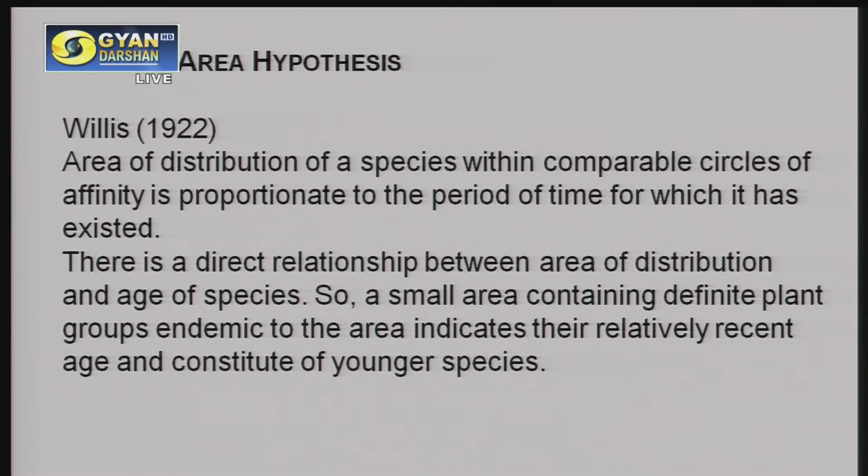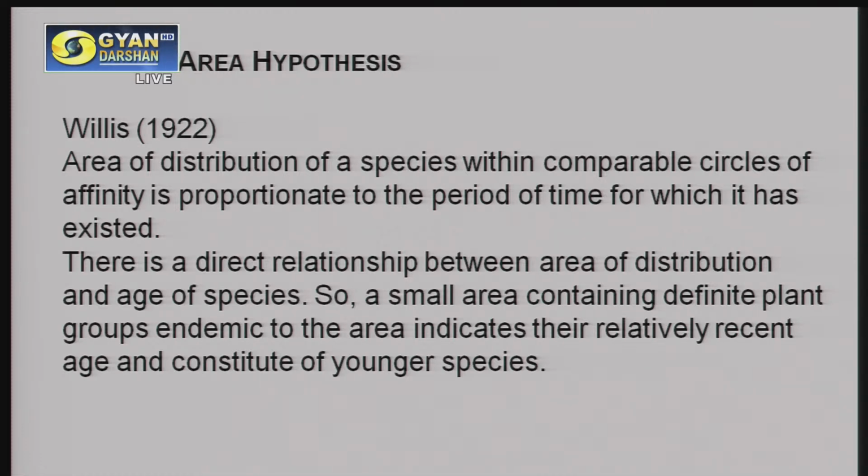The second theory, which was given by Willis in 1922, is called the age and area hypothesis. What does this theory speak about? It says that there is a relationship between the age of a species and the area of a species. What kind of relation? This is directly proportional: age is directly proportional to area. What does it mean? If the age is less, the area will be less. If the age is more, the area will be more.